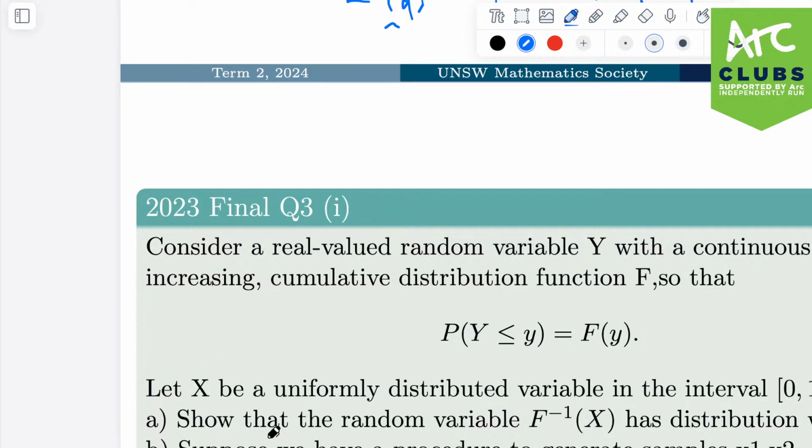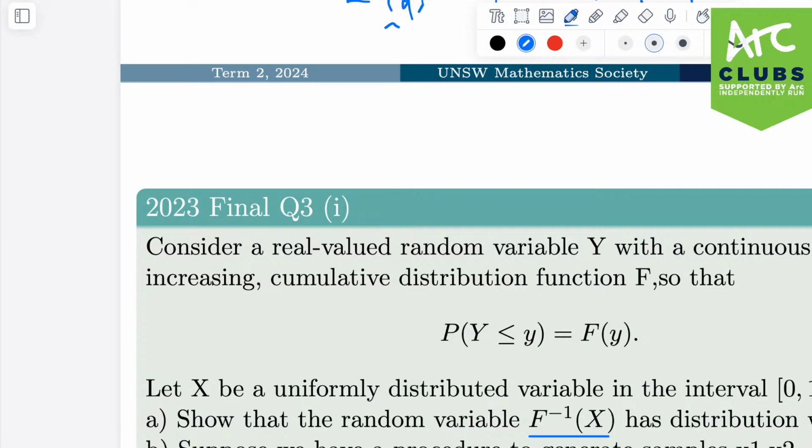So the first part helps us understand how simulation works. It asks us to show that the random variable F inverse of X is a random variable. Why is F inverse of X a random variable? Basically because X is a uniform random variable, so you don't really know the value of F inverse of X, and it has a distribution. The phrasing of this question is a little bit weird, but essentially we just want to look at the distribution of F inverse of X first.